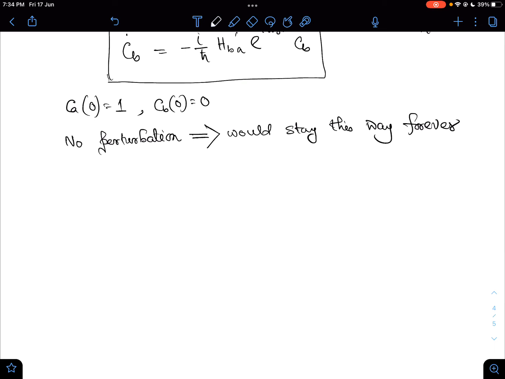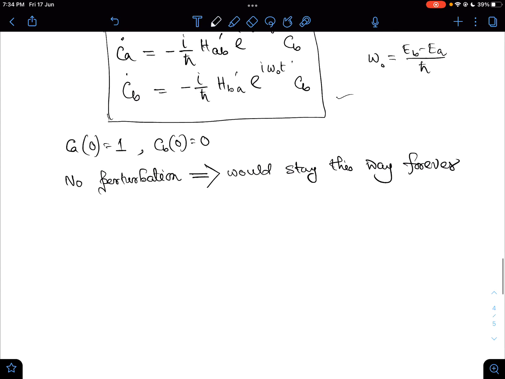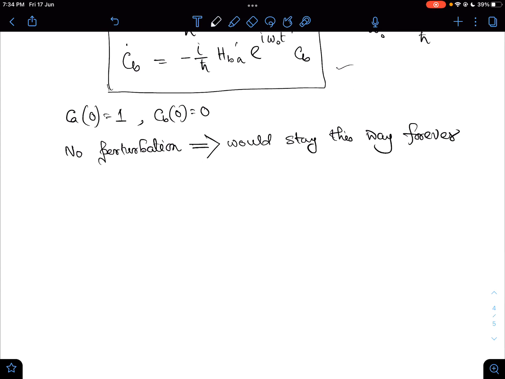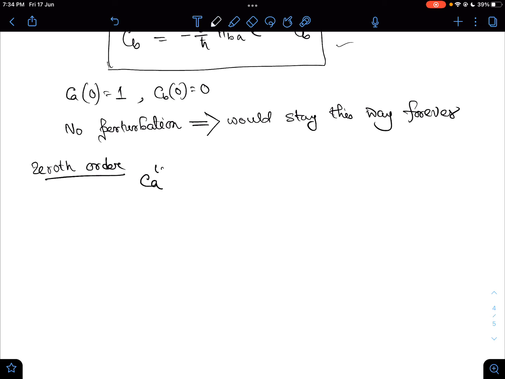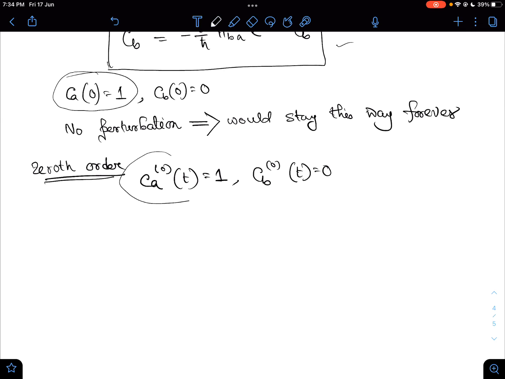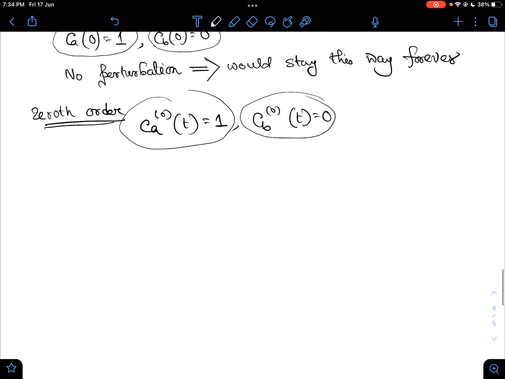So now we will solve this equation by a process of successive approximation. Let us first solve the zeroth order approximation. C_a at zeroth order at time t is 1 and C_b at zeroth order at time t is 0. That means zeroth order means we don't have perturbation, and since we don't have perturbation, as C_a is initially 1 it will remain 1, and C_b initially 0 will remain 0, because without any time dependence of our Hamiltonian we don't have any transition. Now we will calculate the first order.